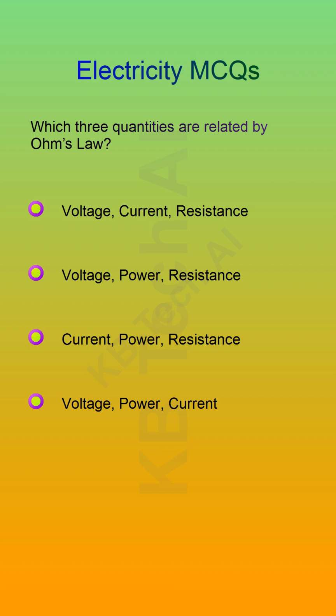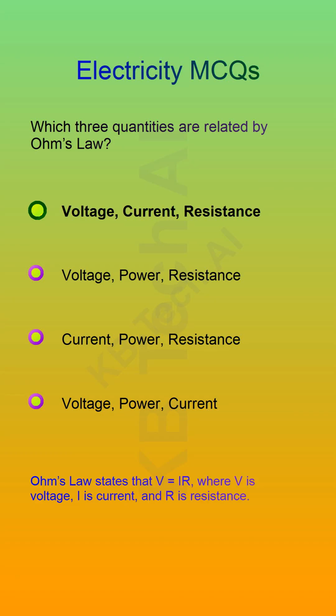Which 3 quantities are related by Ohm's law? Option 1, voltage, current, resistance, option 2, voltage, power, resistance, option 3, current, power, resistance, option 4, voltage, power, current. The answer is, option 1, voltage, current, resistance.